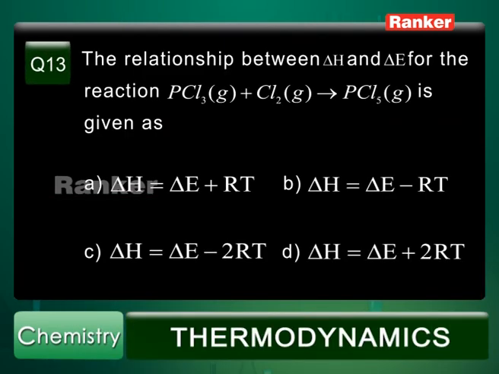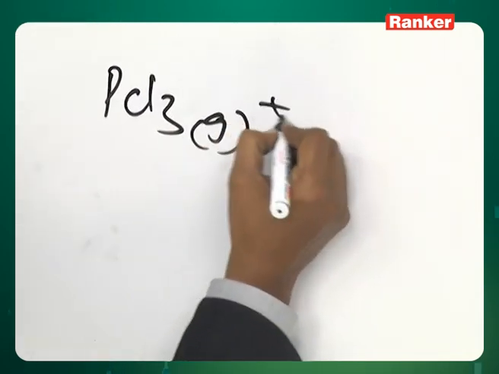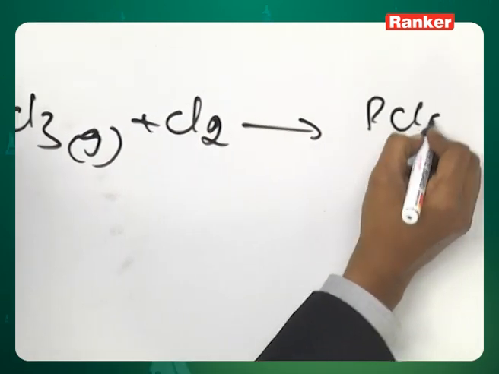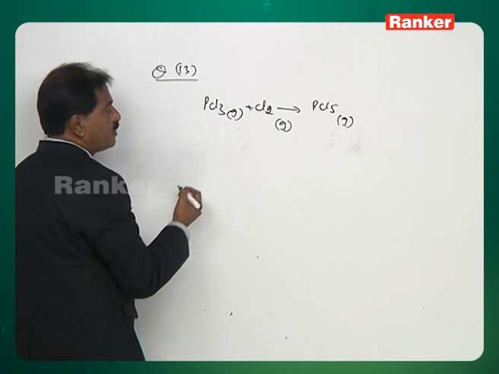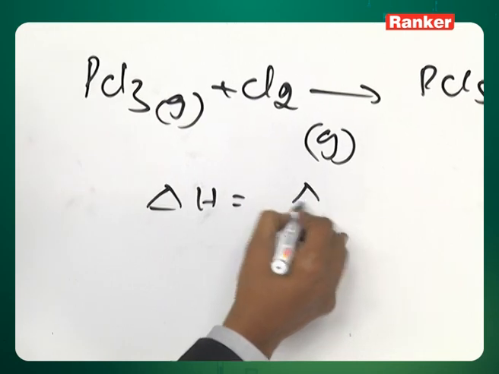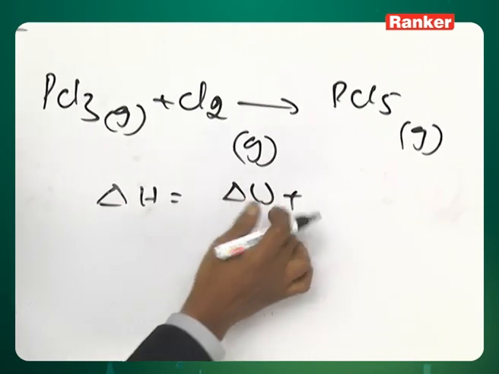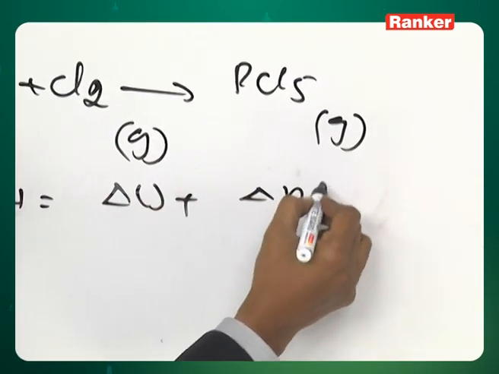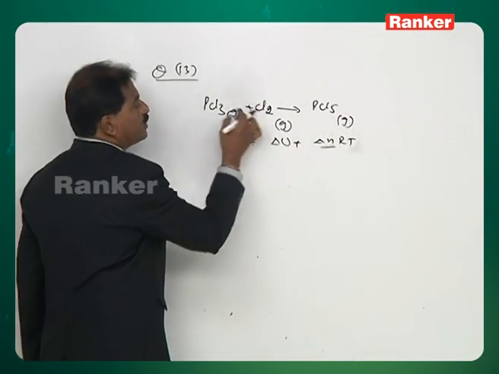Question number 30. The relation between enthalpy change and internal energy change for the reaction PCl3 plus Cl2 gives PCl5 is. I will represent the reaction PCl3 plus Cl2 gives PCl5. Here for this reaction we want the relation between enthalpy change and internal energy change. The expression which shows the relation is enthalpy change is equal to del U plus del N RT, where del N is the change in number of moles of the gaseous state products and reactants.